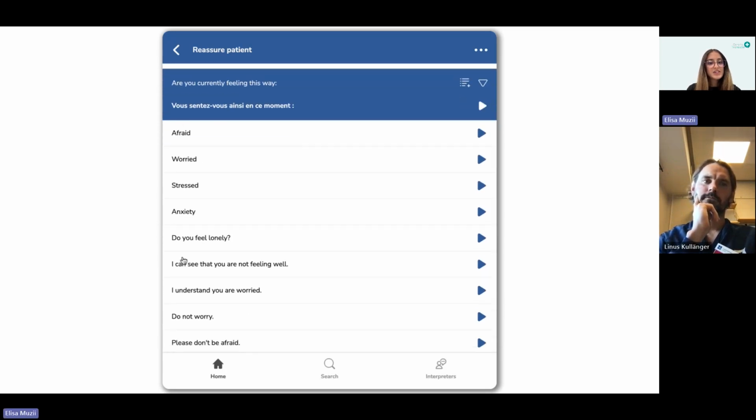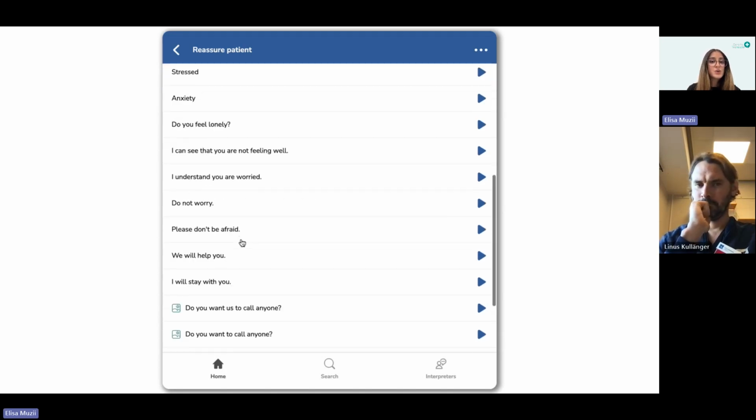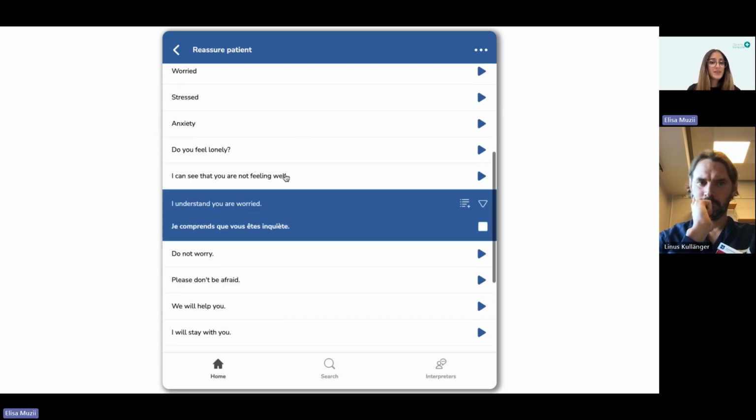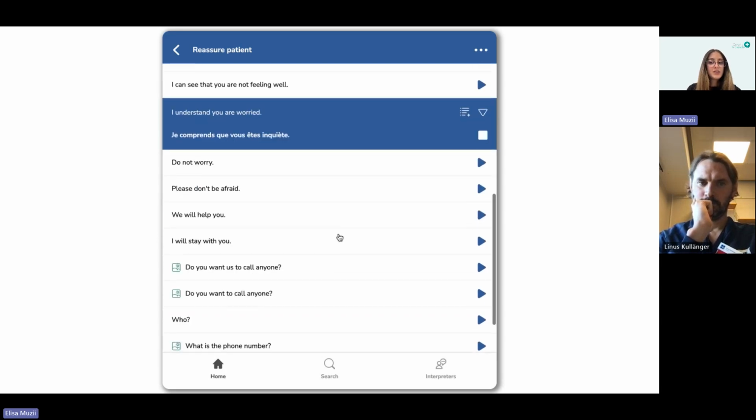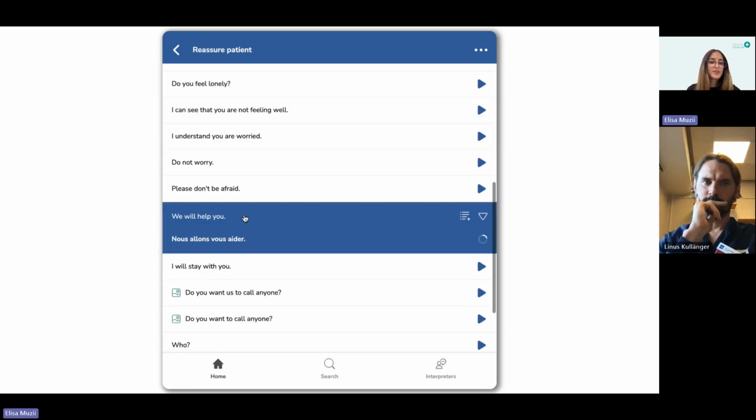And you can see that there's a list of phrases where you can ask the patient if they're feeling afraid, worried, stressed, if they're feeling anxiety, or if they're feeling lonely. You can let them know that you understand that they're not feeling well and you understand that they're worried. Je comprends que vous êtes inquiète. And you can reassure them, don't worry, please don't be afraid, we will help you.